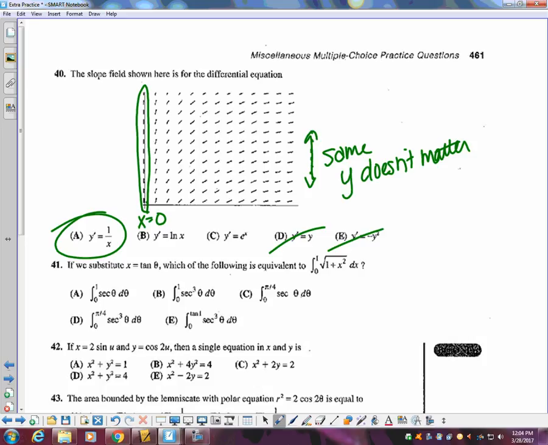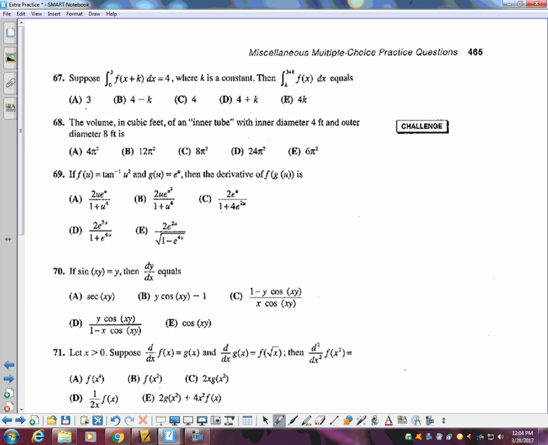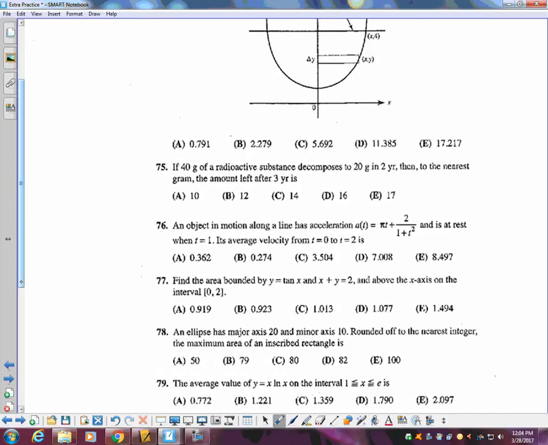Okay, so now we're headed to 75. We only have 2 left. 75. Okay. 40 grams of a radioactive substance decomposes to 20 grams in 2 years. Okay, now notice that's a half-life. Then to the nearest gram, what is the amount after 3 years?